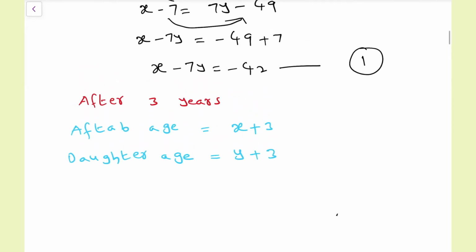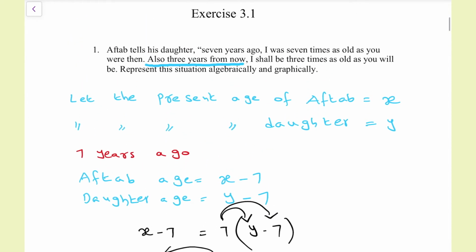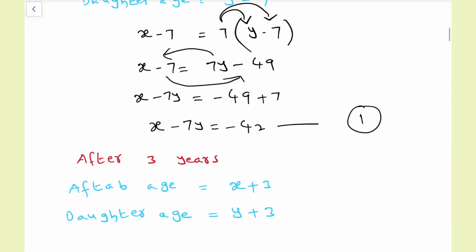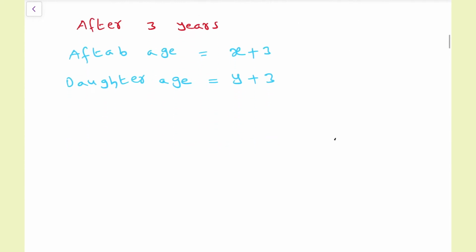Then he has given one condition, right? Let us check what condition he gave in this one. After 3 years, I shall be, here also again I means Aftab only, I shall be 3 times as old as you will be. So Aftab will be, right? So write first Aftab's age, X plus 3. Aftab will be 3 times, 3 into daughter's age Y plus 3. Let us simplify this also. We'll get one more equation.